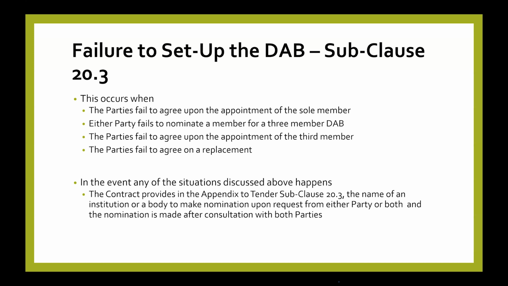So a body, normally provided for in the drafting of the contract in the appendix to tender under 20.3, then, in the event any of these occurs, the parties would inform this body and tell the body, look, we need a member, we need you to nominate someone. So the institution does it upon request from either party or both, and it is made in consultation with both parties. Because the DAB comes in to sit on top of the whole contract administration, the agreement of the parties is necessary for setting them up. Because when they are nominated and they act, they act as an independent body, not for the members that nominated them. But we all have to have confidence in them for them to work well.